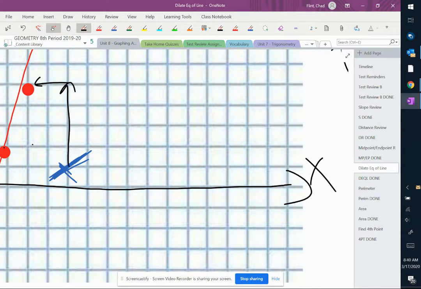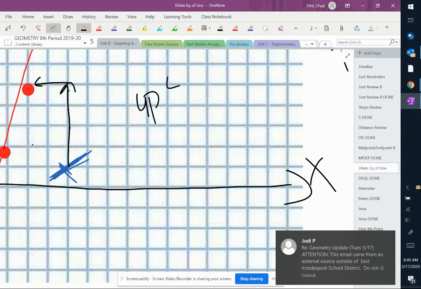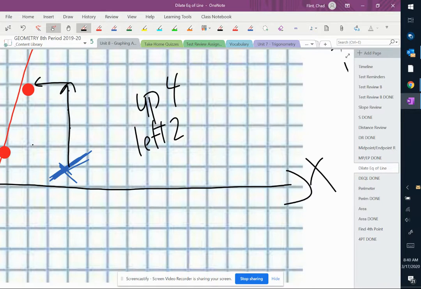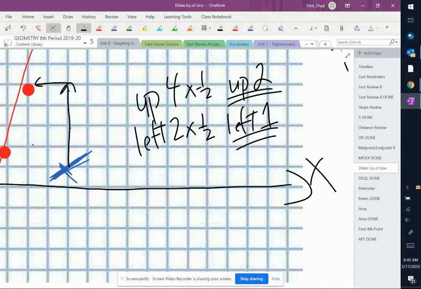So if I go to that one, 1, 2, 3, 4. So I'm going up 4, and then I'm going left 2. Now this I like better because when I multiply these by 1/2, I get up 2, and I get left 1. So now what I'm going to do is go up 2, left 1. That's going to give me where that specific point should move. So up 2, left 1, meaning that this point right here would move right there.